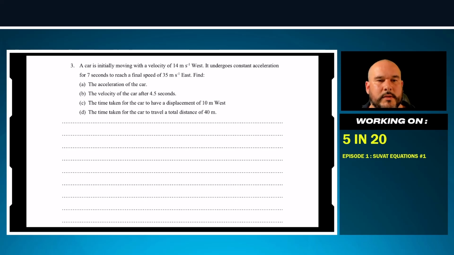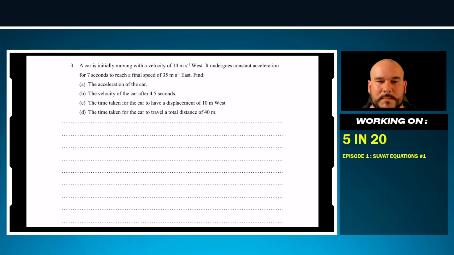Question 3, champions. A car is initially moving with a velocity of 14 meters per second west, undergoes constant acceleration for 7 seconds to reach a final speed of 35 meters per second east. So again, two different directions, opposite directions. Generally, if you think about north, east, south, west, we say that north and east are positive, south and west are negative. And again, I'll keep going with that.